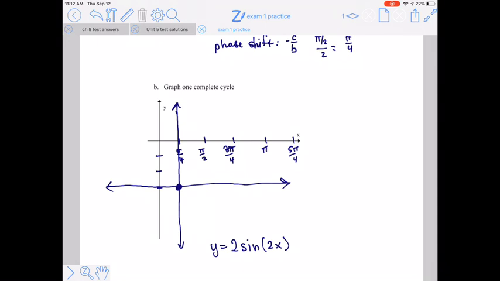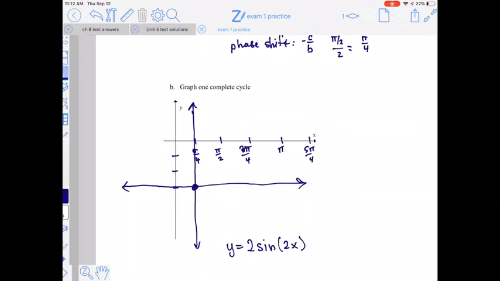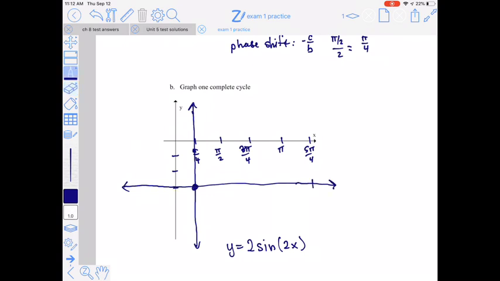the period is still pi, but since I'm starting at pi fourths, I have to go out a distance of pi from pi fourths, so that's going to come all the way to here, to 5 pi fourths. Because if I start at pi fourths and add a full period, pi fourths plus pi is 5 pi fourths.